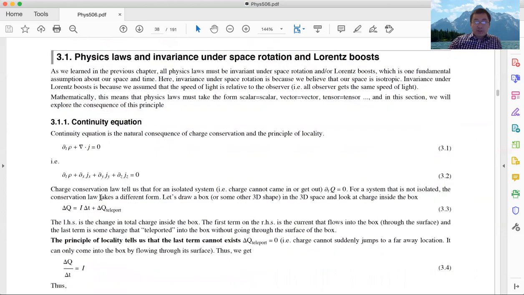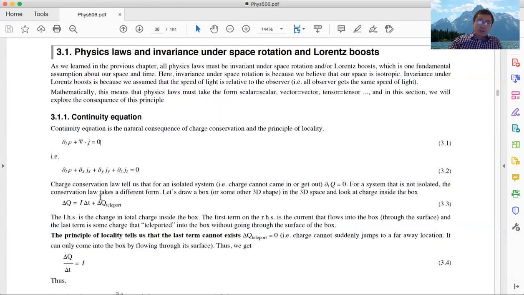So what is the continuity equation? It actually means two things. First of all, it means the charge conservation law. And secondly, it means the principle of locality. In most textbooks, you will probably see people say that the continuity equation means the charge conservation law, and vice versa. That statement is just partially correct. The continuity equation and the charge conservation law are not the same. They are very much related, but slightly different, and the difference between them is the principle of locality.